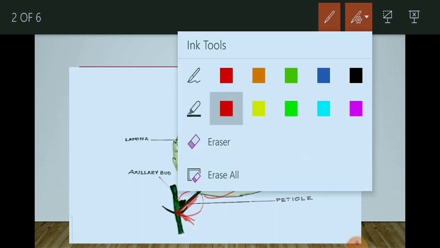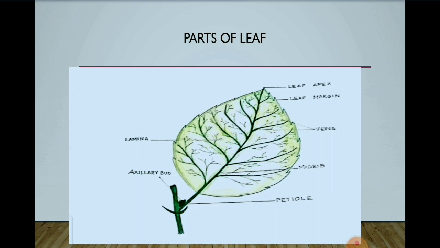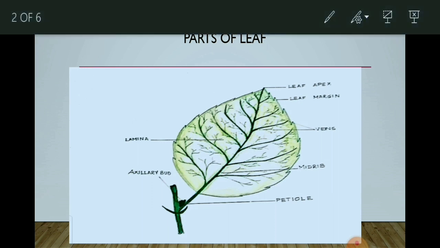Now let me discuss this portion, that is the axillary bud. So what is this axillary bud? Axillary bud is this portion. Can you see the small bud present in the axil of the leaf? Now what is axil? Axil means the angle which is formed between the stem and the leaf. That is known as the axil of the leaf. Okay, so axillary bud is a bud that develops in the axil of a leaf of a plant.